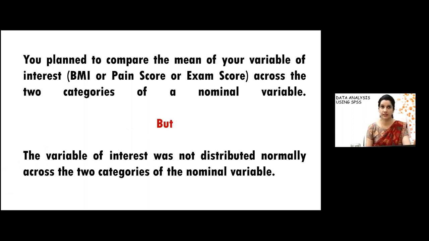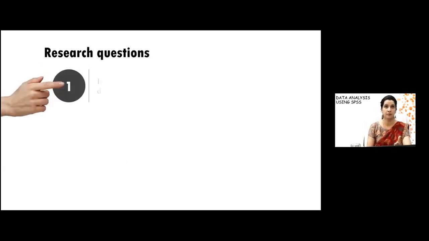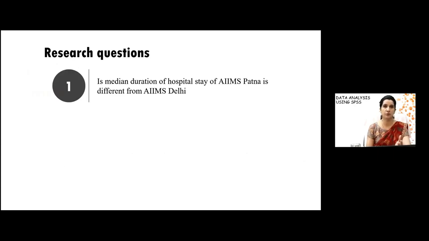In this case, like I said, initially we planned to compare the mean of the variable, whether it is BMI, pain score, or exam score, across the two categories. But the variable of interest was not normally distributed across the two categories. That's why we plan to compare the median.